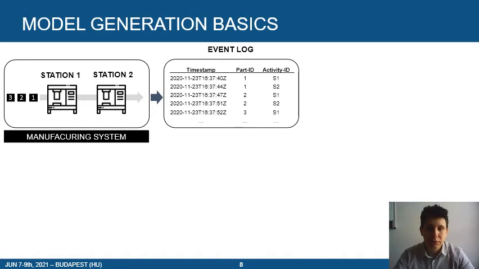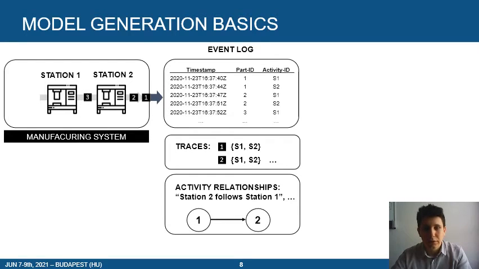Here I'm going to give you an idea of how the model generation works. We start from our system, for example, in this case, a two-station system in which parts flow through the stations one after the other. So we have parts that flow, the first part flows from the first machine to the second one, and so on. The activities done by the parts are recorded in the event log. In the event log, we record three types of information. The timestamp at which a certain part has performed a certain activity.